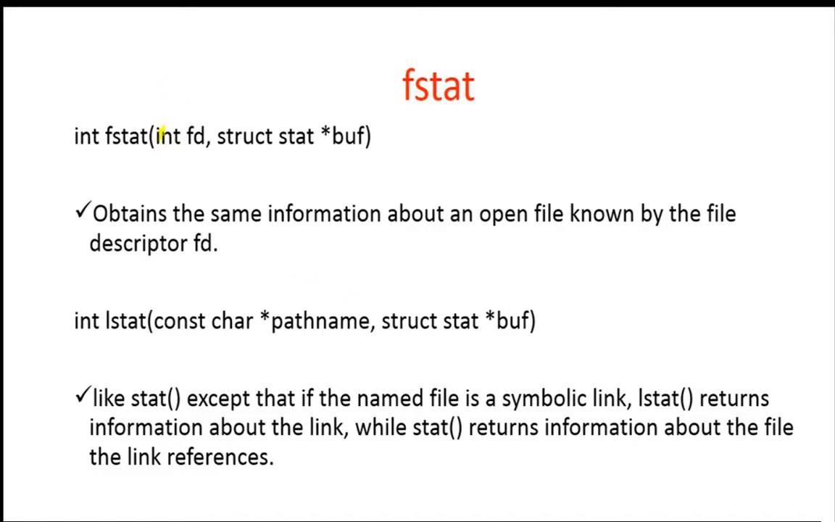Next is fstat. Here it is going to take the file descriptor as an input. Means here you are going to access the structure of the file, and that information will be stored in the stat structure. It obtains the same information about a file which is known by the file descriptor fd. In lstat, const char star path, here you are going to pass the path name, then the stat buffer will be there. It is like stat only, except that if the named file is a symbolic link.